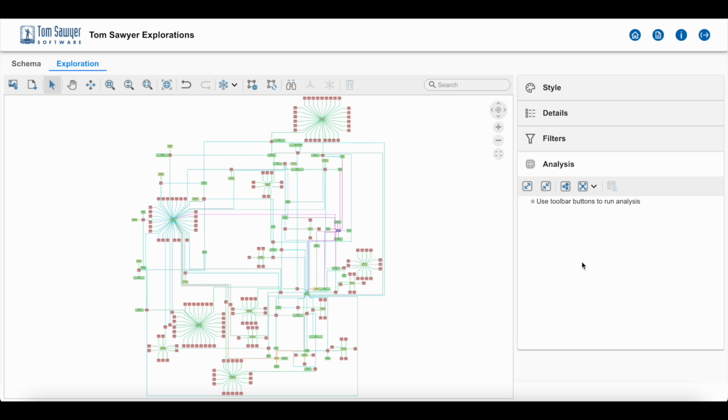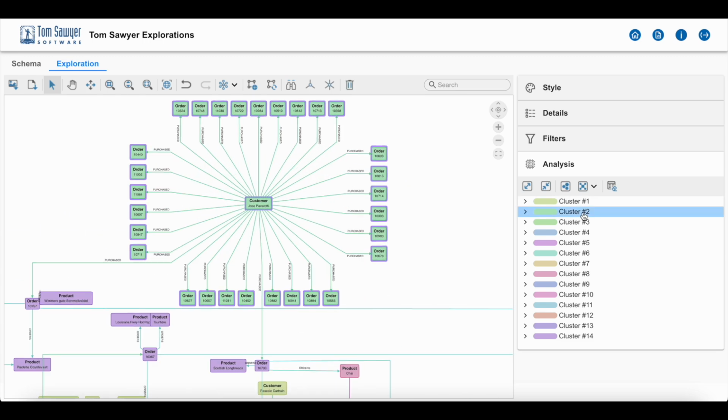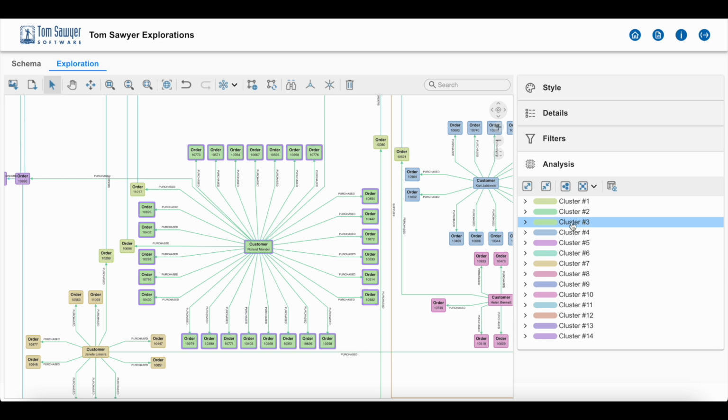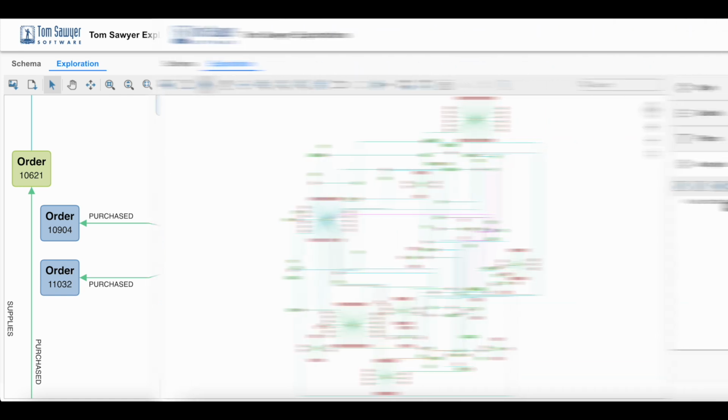Explorations includes clustering analysis to show data-driven groups that are inherent in the graph. We can select a cluster in the analysis result tree, and the drawing view will zoom to that cluster. We also can expand each cluster to see which nodes are in it, and we can select a node and zoom to that item in the drawing view.